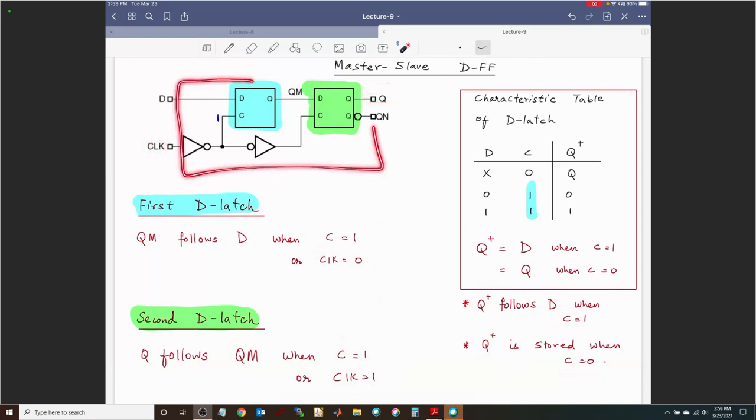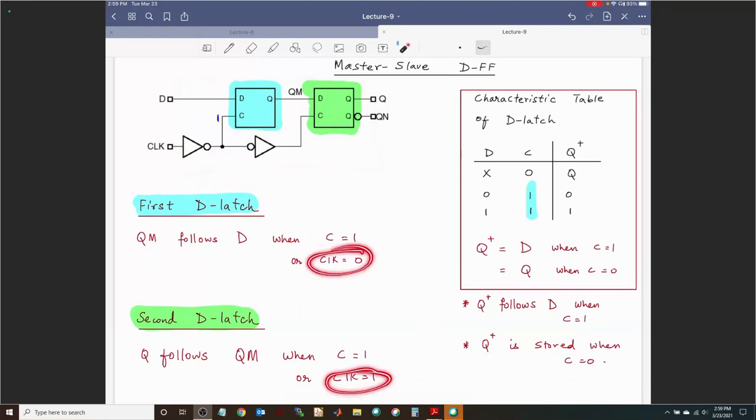For the entire configuration, the output would be able to change when the clock goes from 0 to a 1, right? The first guy responds to 0 level, the second guy responds to high level. So the overall configuration responds to when you go from low to high. So I'm going to call this master-slave D flip-flop configuration a positive edge-triggered D flip-flop. You see, because the output is changing when the clock input is going from 0 to 1. The positive edge, the rising edge. So what we did is, we have essentially taken two D latches and we have connected them in a master-slave configuration to achieve positive edge triggered D flip-flop.